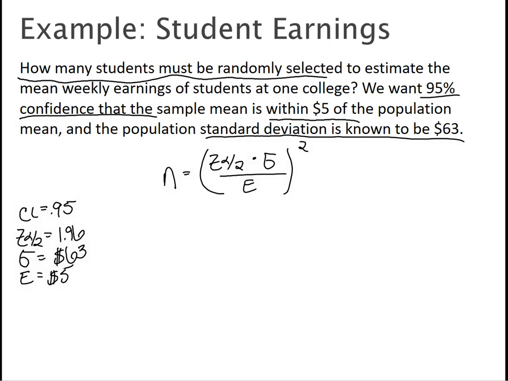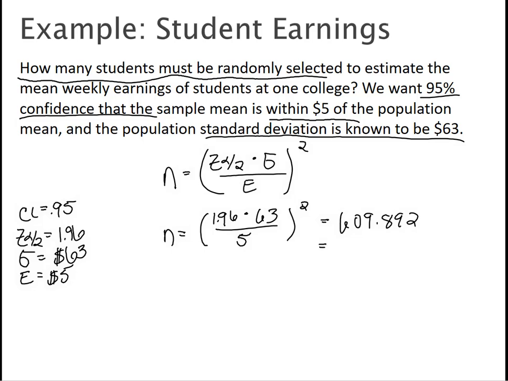Again, I'm going to stress that unlike with the proportion where we converted our percentages for our margin of error into a decimal, you're going to leave this alone. So n is going to be 1.96 times 63 divided by 5, and all of that squared. Once again, I'm going to put that in my calculator, and I get 609.892.